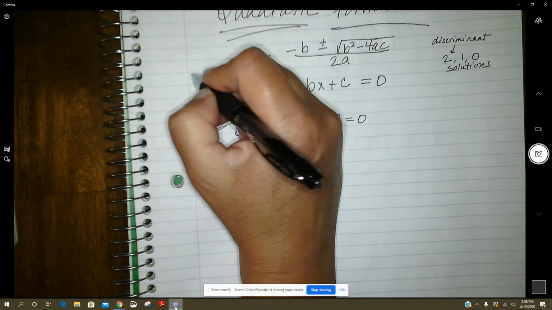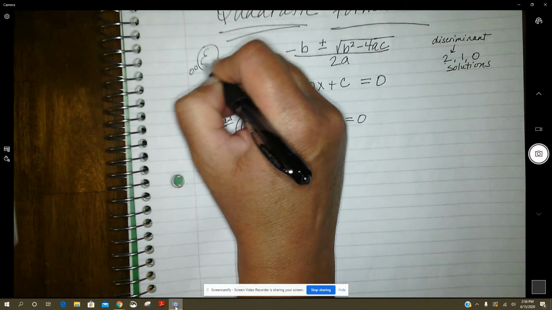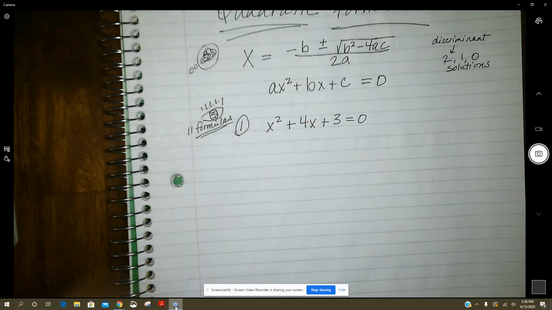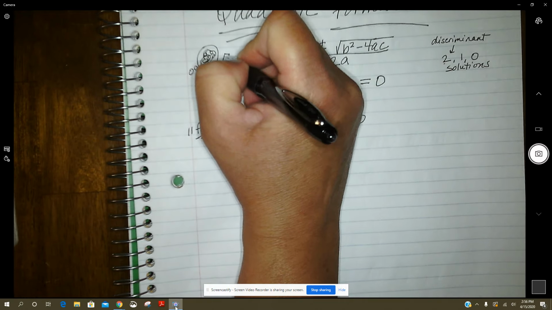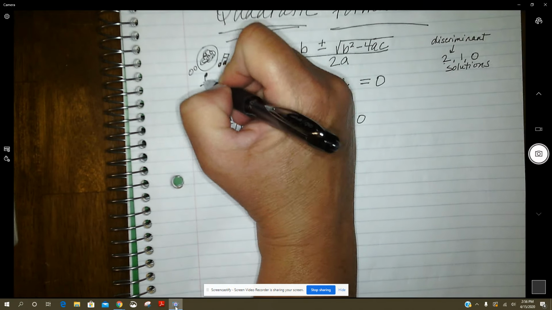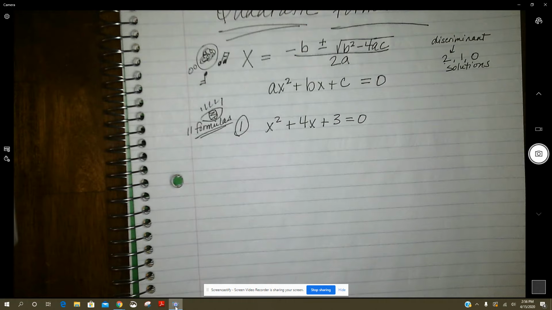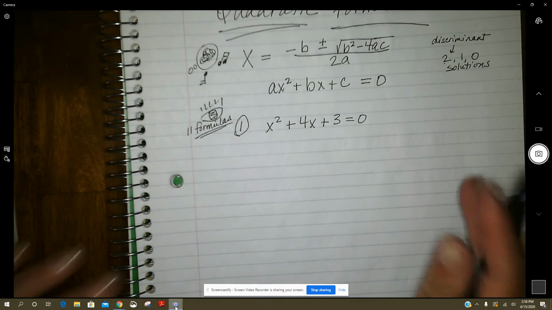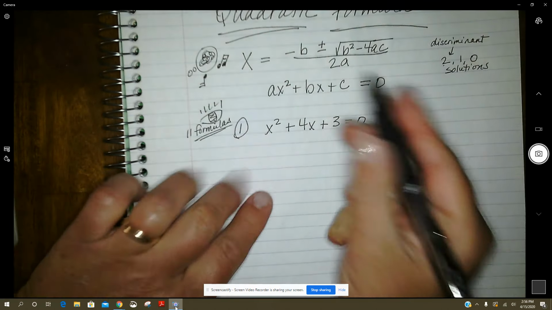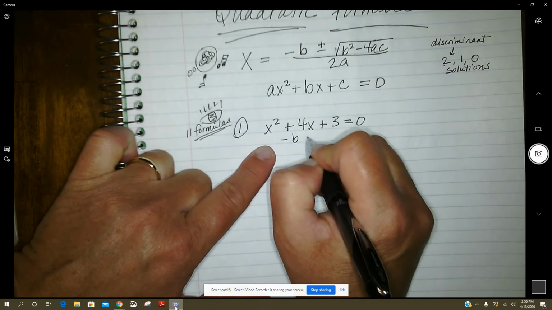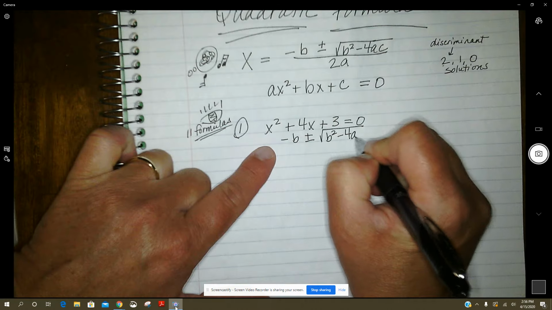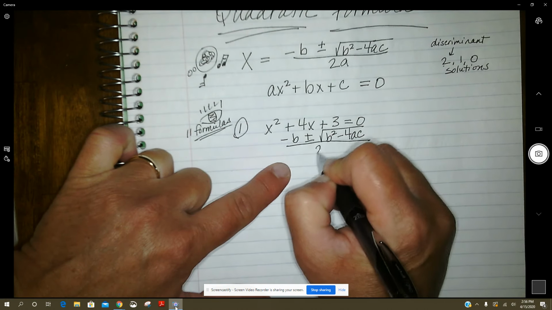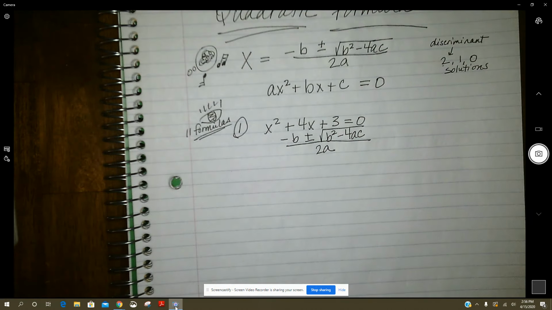By the way, there's brain research that says that if you can put something to the tune of music, you are more likely to remember it. It's just a little brain study, but that's why you and I tend to remember songs. So again, I want to see this formula. We're going to write negative b plus or minus the square root of b squared minus 4ac all over 2a. Now let's go start plugging some stuff in.